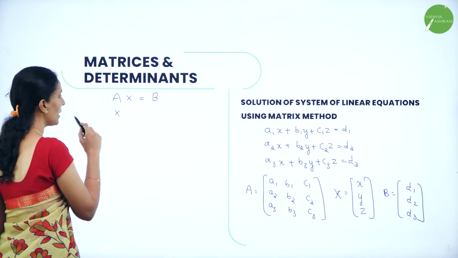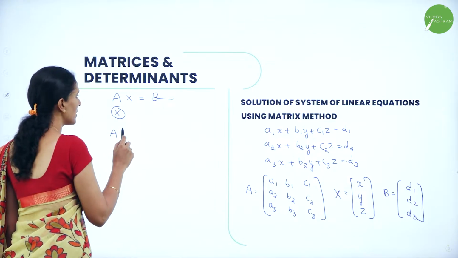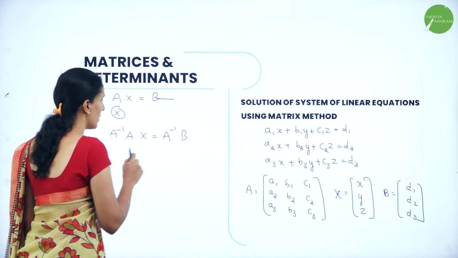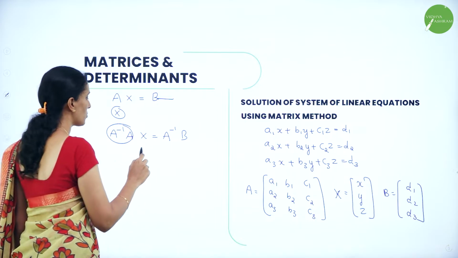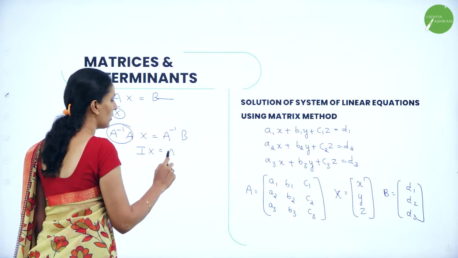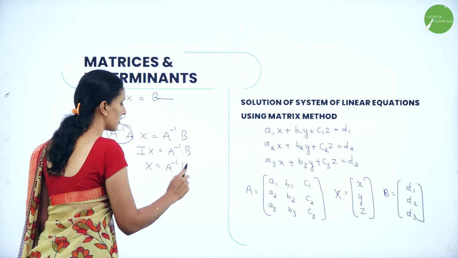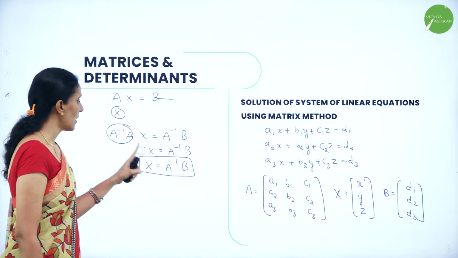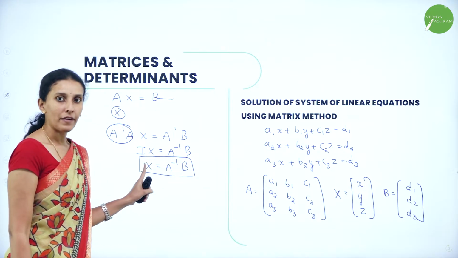If you multiply A inverse on both sides, what happens for this equation? A inverse into A into X is equal to A inverse B. A inverse into A is nothing but I, the identity matrix, and the identity matrix with respect to any matrix is again that matrix, X. So I into X is equal to A inverse B, or I get X is equal to A inverse B. So this is the formula to find the values of x, y, z, that is by multiplying the inverse of matrix A with B, we can find x, y, z.